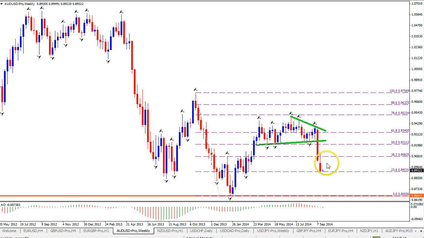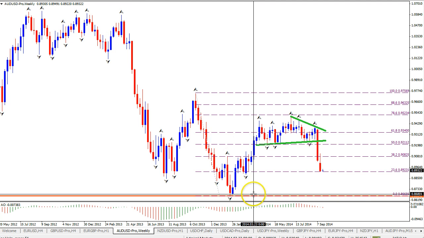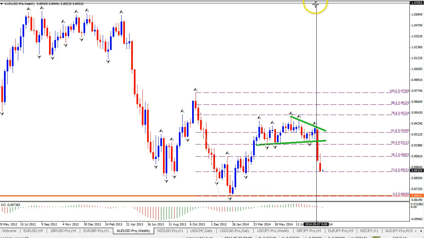AUD USD is also in strong bearish momentum after it broke out of this triangle consolidation indicated by green. Two weeks ago, we had a very strong bearish weekly candle. Last week, we also had, again, a close near the low. Not as strong as two weeks ago, but still indicating follow through on that momentum to the downside. And the next bottom is all the way down at 86.70-ish. So there's still some space to the downside.